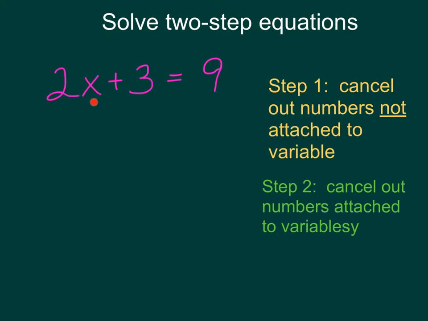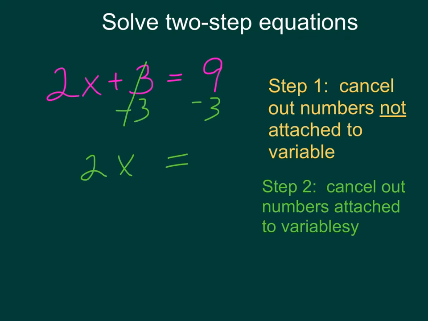So, okay, here's our variable. This is attached to the variable, but this is not attached to the variable. So we want to get rid of this. Now this is just like yesterday. We see it's a plus 3. So to do that, we are going to minus 3, because when I do that, it's going to cancel this out. But remember, we want to keep it the same on both sides. So if I take away 3 from this side, I have to take away 3 from the other side. That's going to cancel this out, and now I rewrite the problem that I had.